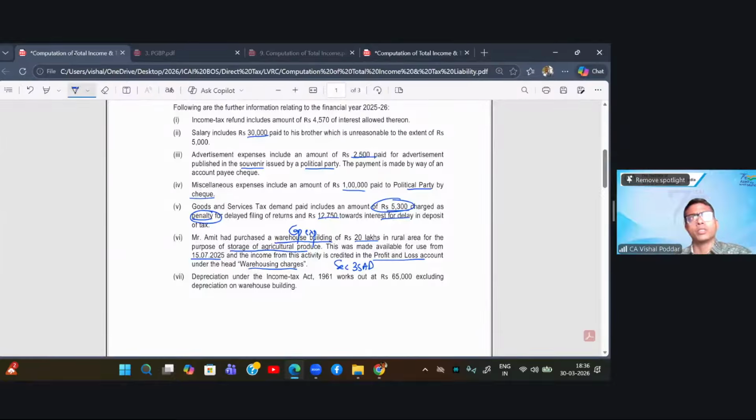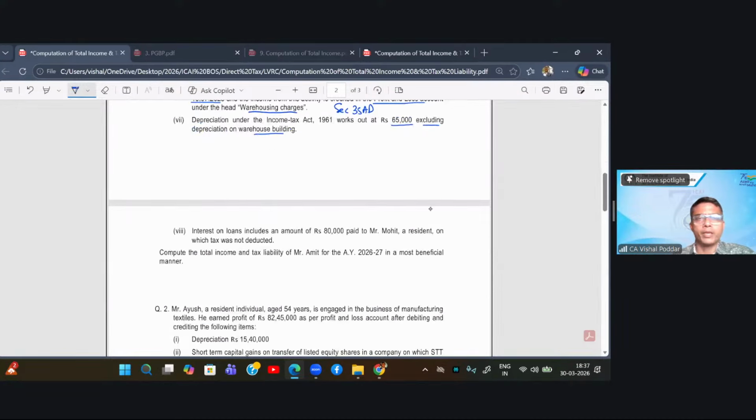However, all this is in the old scheme. New scheme has no special reference to this. So under the new scheme, there is no special treatment for this warehousing charges also. And also this building which is purchased for warehousing, which will be part of your regular business activity in the new scheme, will be eligible for regular depreciation. Now depreciation under IT works out to 65,000 excluding this warehouse building. So we have to compute this separately.